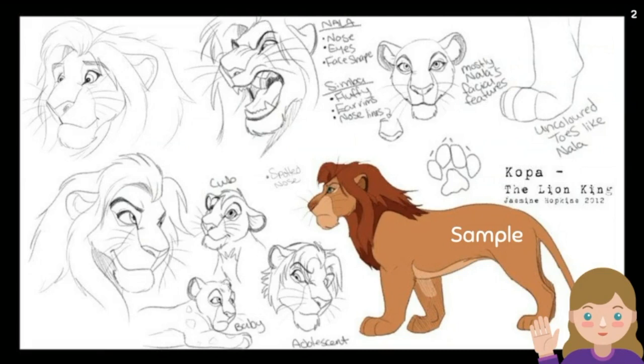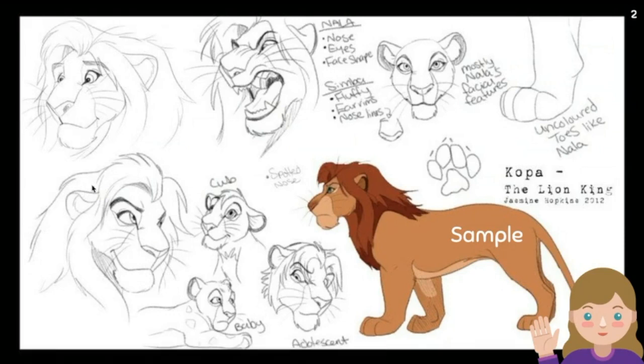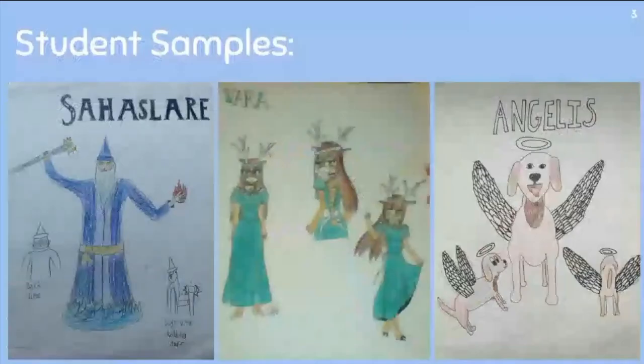All right, so this is an example of Simba from The Lion King, where you're just kind of seeing what he looks like in various stages when he's a baby versus a cub, and how he can show different emotions, all of these different features kind of being enveloped in one complete picture. So here are some examples of people who have completed this project already. So here's a wizard, a kind of deer-like whimsical character, and a dog angel.